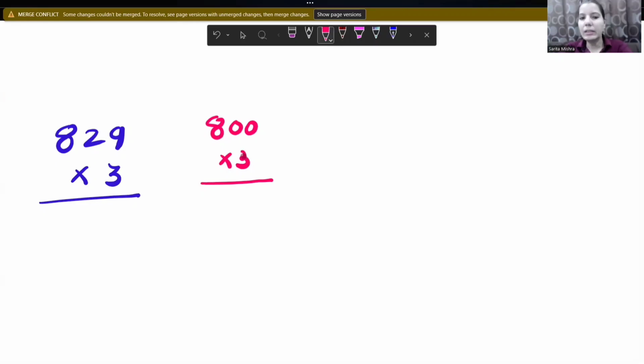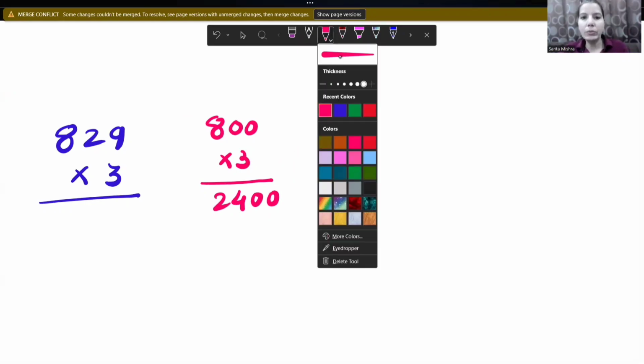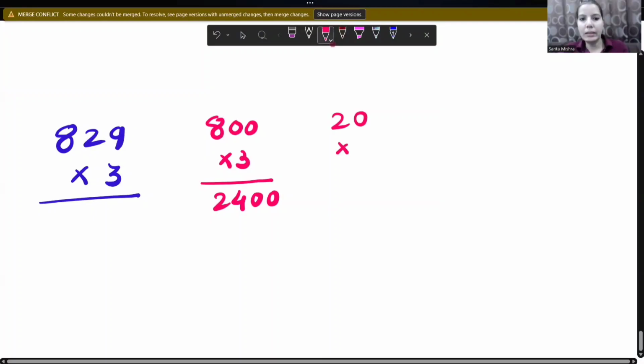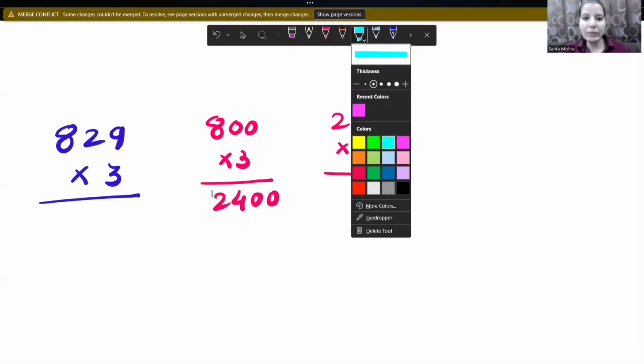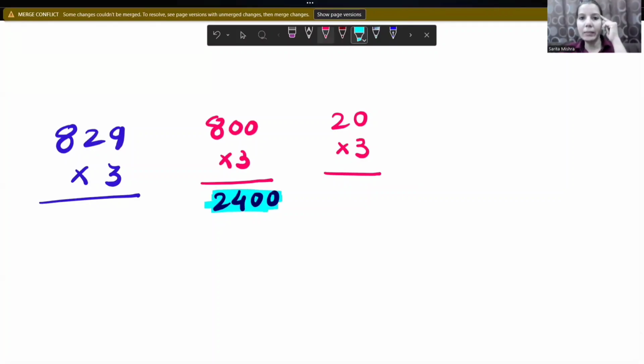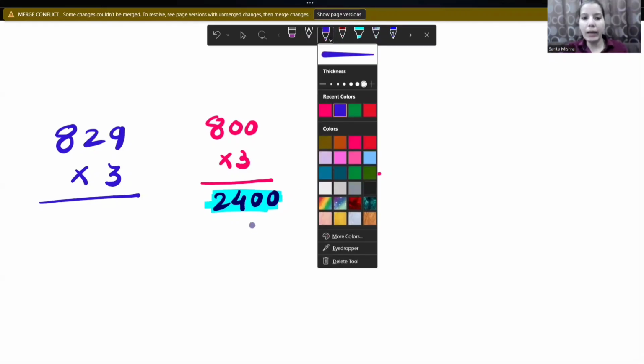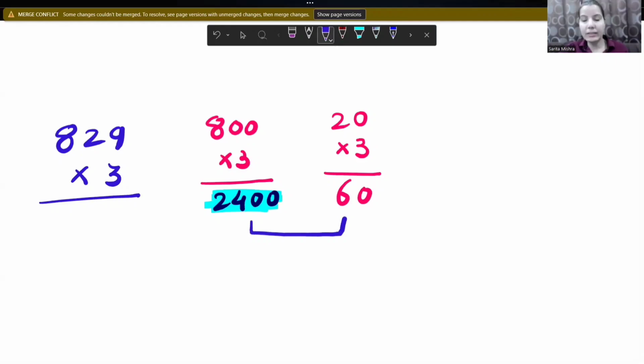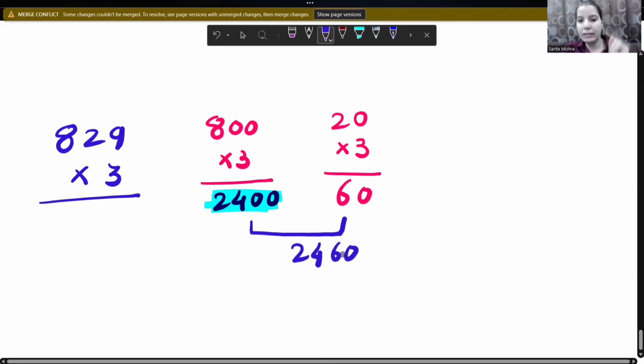You know that 8 times 3 is 24. Yes, and just put 2 zeros. So in your mind, just think that it is 2400. Then quickly do in your mind 20 times 3, but keep this 2400 in your mind. That gives you 60. Okay, so now just think that we have to add 2400 plus 60. Just add 2400 and 60 in your mind, you will get 2460.